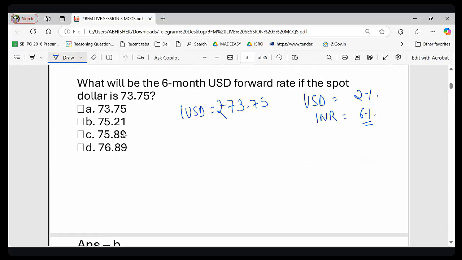Okay. Now let's calculate the forward rate step by step in simple terms. Yes, okay, clear, very good. We have to calculate the forward rate, and we have been provided the spot rate, right? So how to calculate the forward rate?